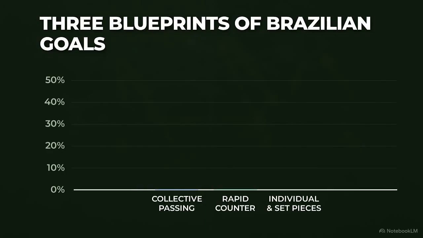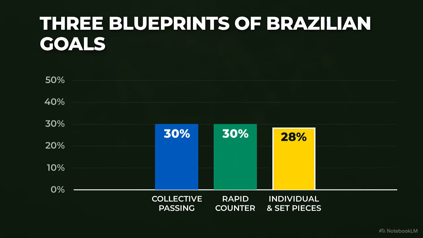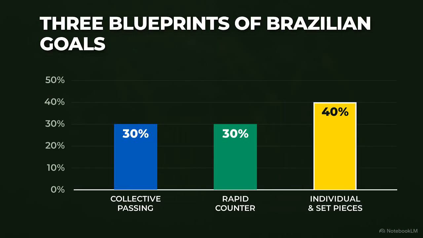This chart categorizes the historical archive of Brazil's greatest goals into 3 distinct operational buckets. Another 30% are born from rapid counterattacks. The remaining 40% rely on individual isolation or set pieces. Notice how distinct these paths are. Because each system requires completely different player profiles, a team cannot mathematically optimize for all 3 at the same time.